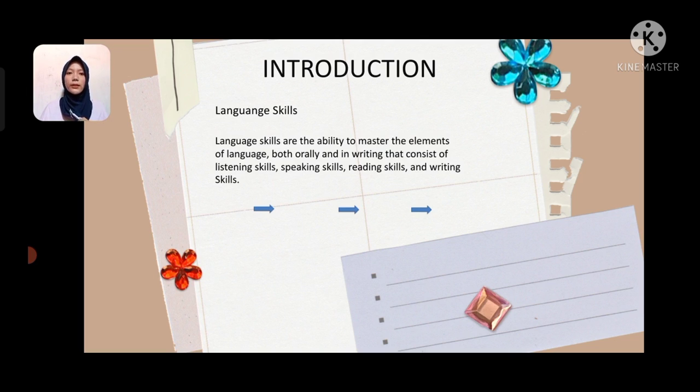These 4 language skills are mutually sustainable with each other, starting from the stage of listening, speaking, reading, and the last is writing. And now we will talk about the last stage of language skill, that is writing.